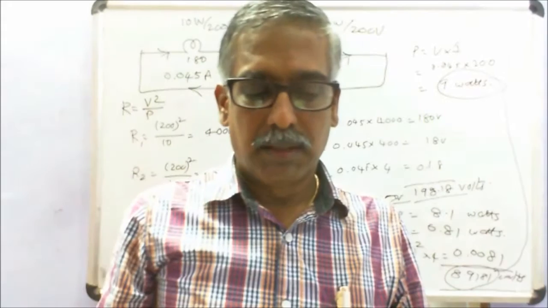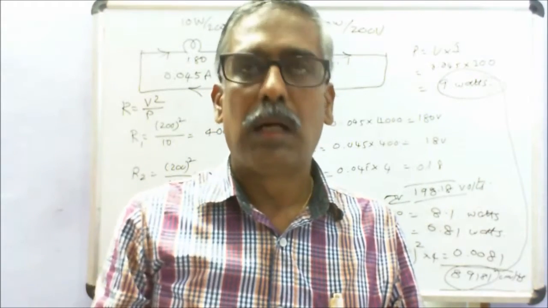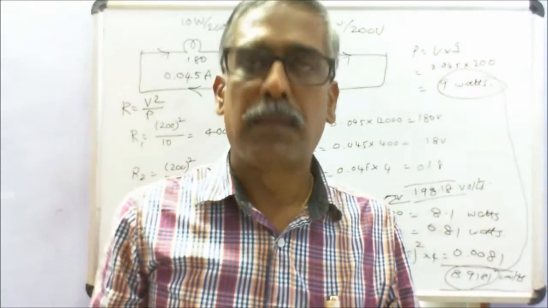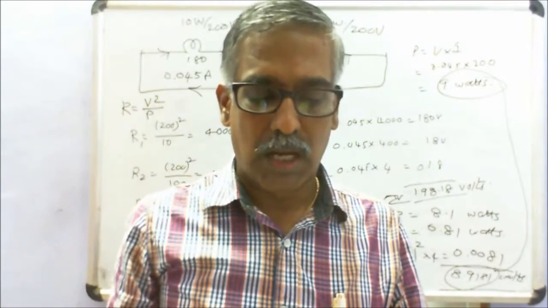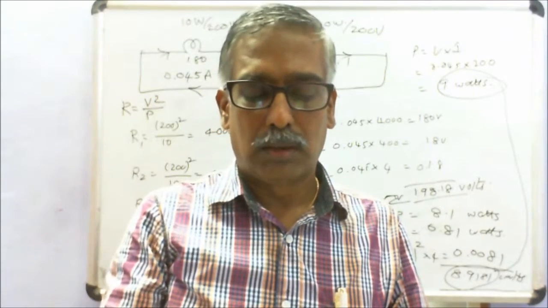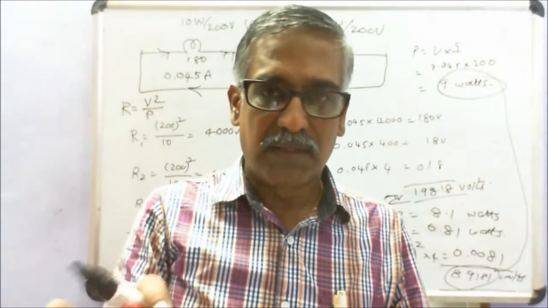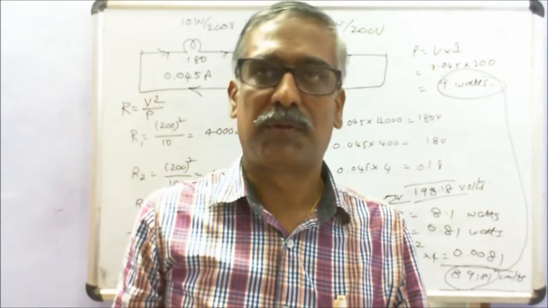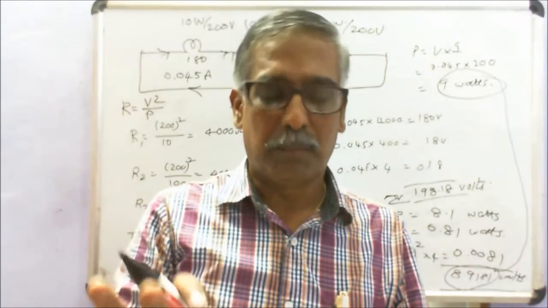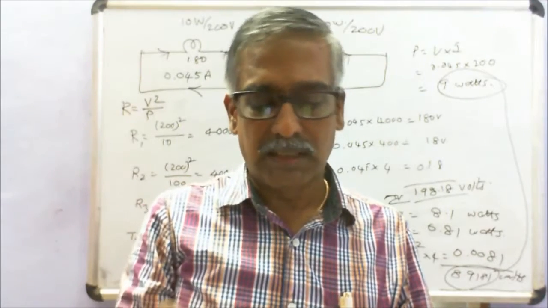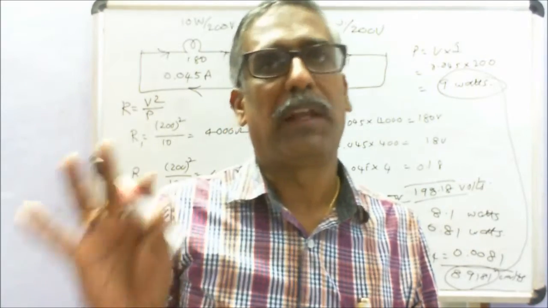Fourth problem is: 3 incandescent lamps, 10 watts, its operating voltage is 200 volts; 100 watts, operating voltage is 200 volts; and 1000 watts, operating voltage is 200 volts, are connected in series with the 200 volt DC source. The bulb ratings are same, 200. The supply voltage is also same, 200 volt DC source. Find the total current in the circuit. Also mention which lamp glows brightly and why.